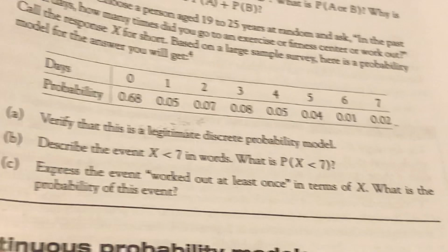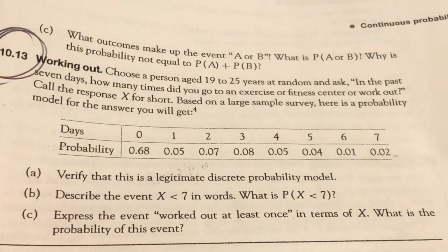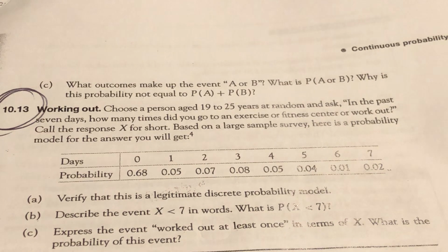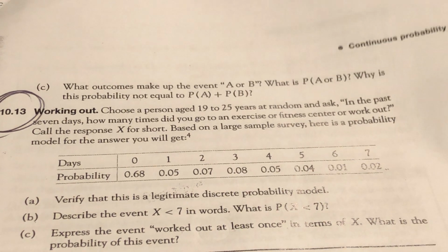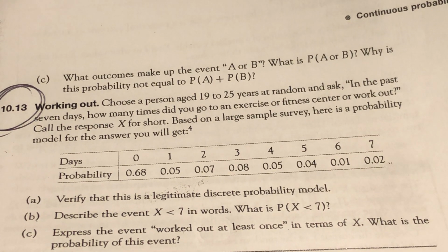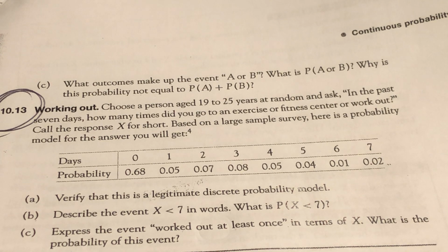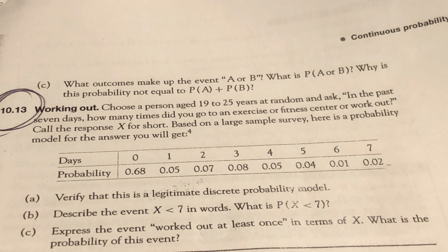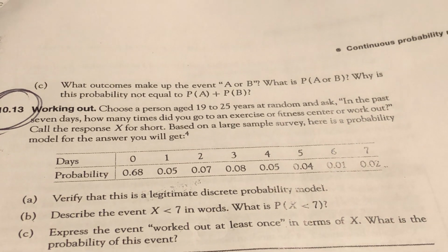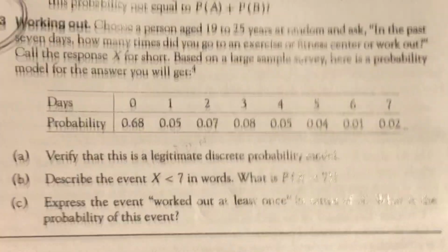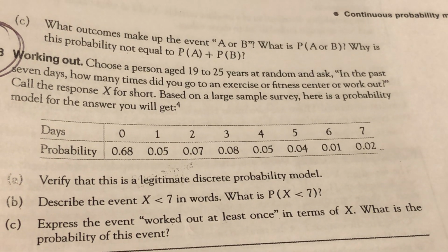All right. Let's just finish these notes. Working out. Choose person aged 19 to 25 at random and ask in the past 7 days how many times did you go to an exercise or fitness center or work out. Actually, I read that wrong. Or work out. So I wouldn't be counted as a 0 because I'd never go to the fitness center. But in-house, at home, basement, outside, working out.